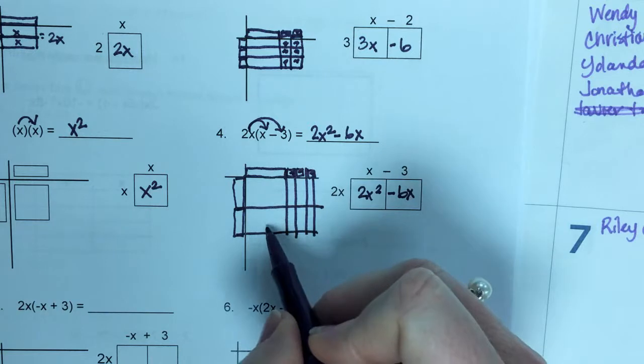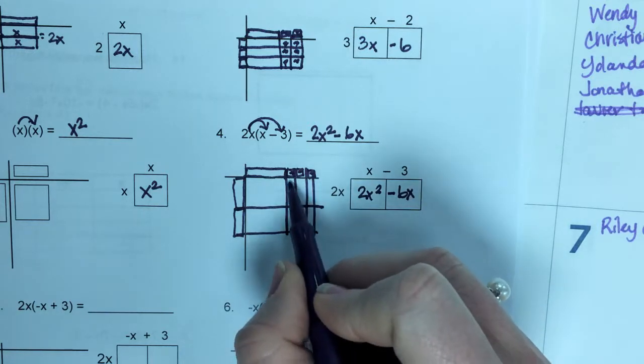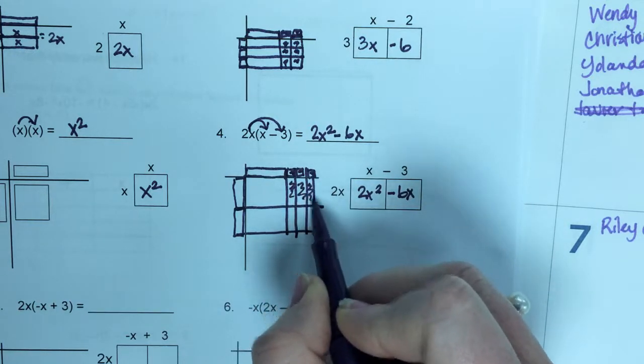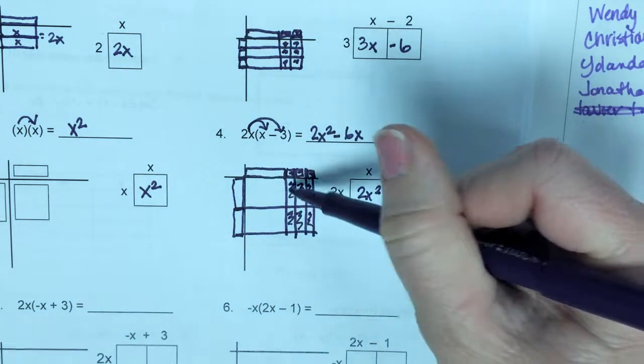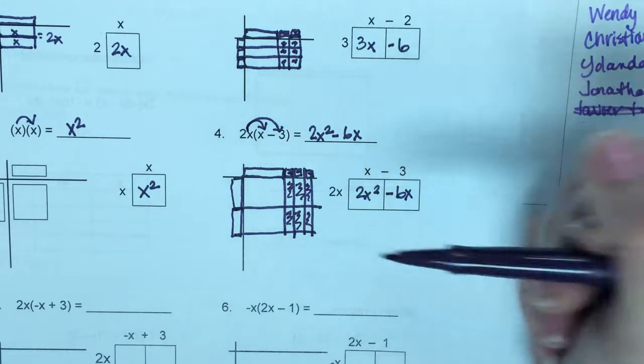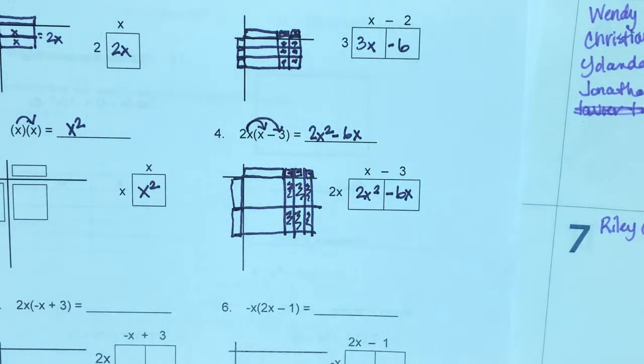So here we have the 2x squared, and then, oh, I need to shade these because a negative times a positive gives me a negative. So again, like I was saying, 2x squared, and then 1, 2, 3, 4, 5, 6 negative x's.